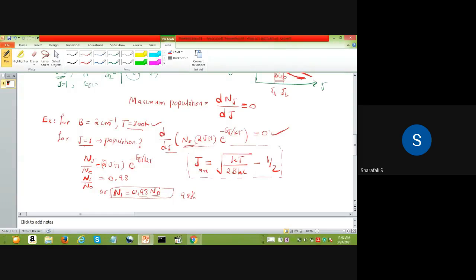Similarly, you can calculate the number of molecules at any different energy level, J equal to 1, J equal to 2, etc. So this is the equation that you have to use to calculate the number of molecules at different levels.